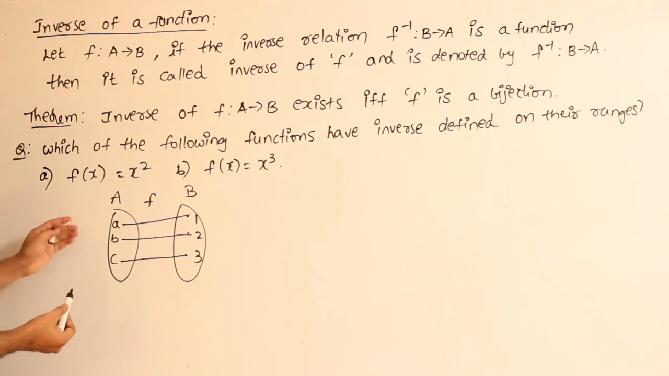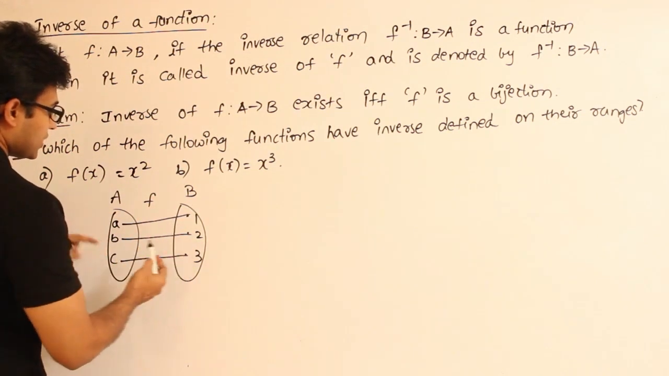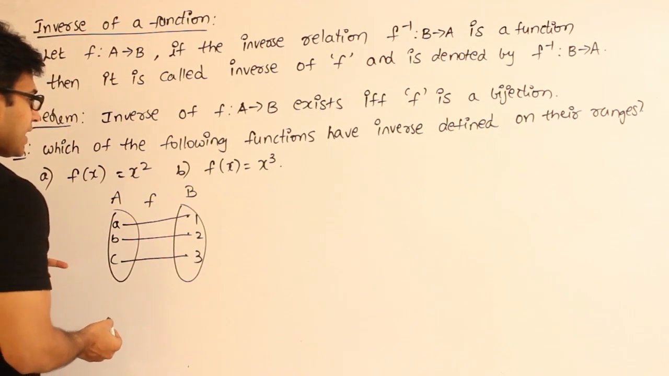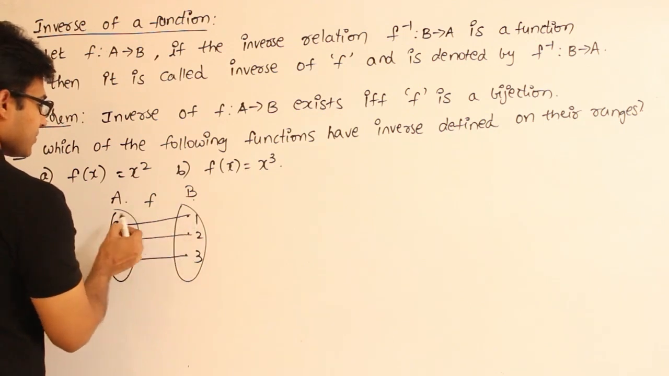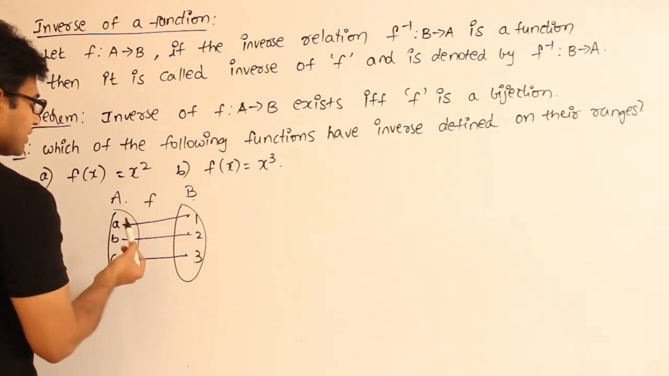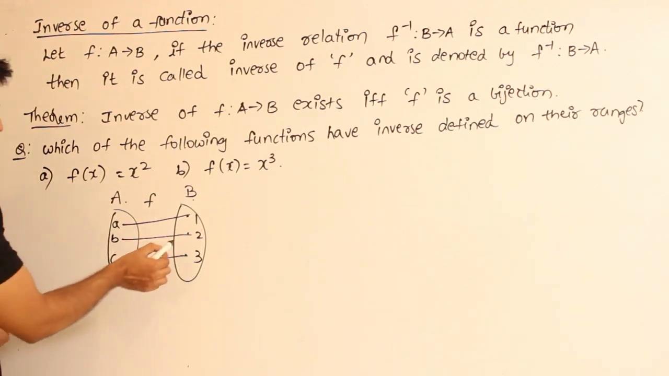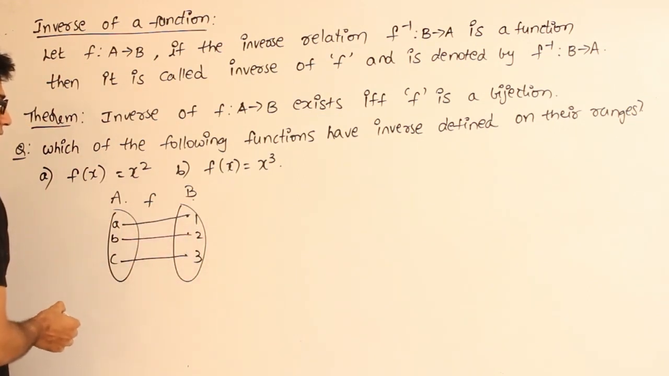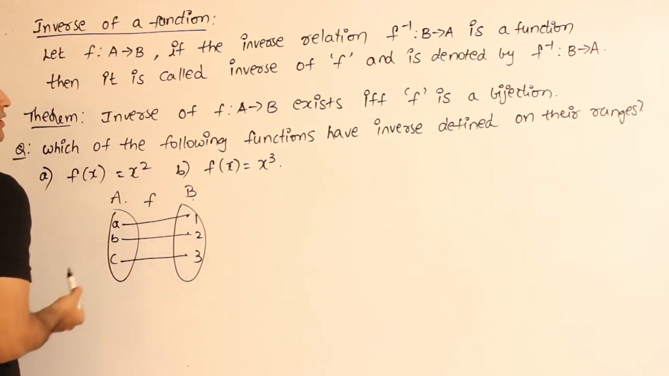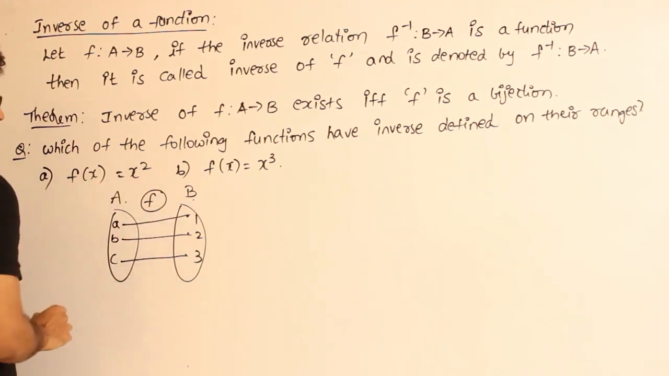Now see this, if the mapping from A to B is: A is mapped to 1, B is mapped to 2, C is mapped to 3, then f inverse will be a mapping from B to A in such a way that 1 is mapped to A, 2 is mapped to B, and 3 is mapped to C, isn't it? Now if you take that inverse, it is going to be a function. The reason is every element in B will have an image in A, and also there will be exactly one image. Therefore the inverse of this function exists, right?